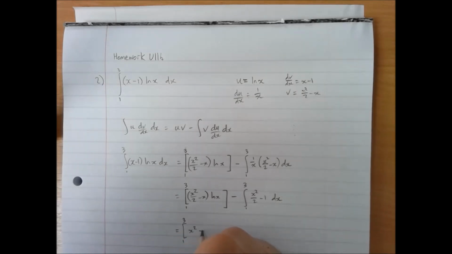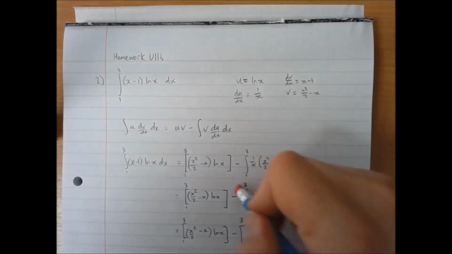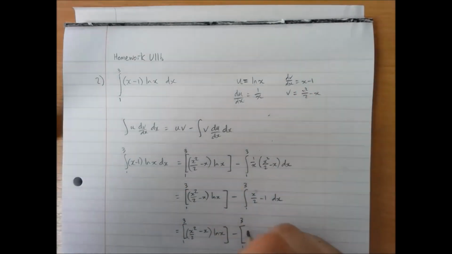So I've still got the same term as before, only now I've got between the limits of 3 and 1. Sorry, there's an error there. It should be x over 2. X squared over 4 minus x.